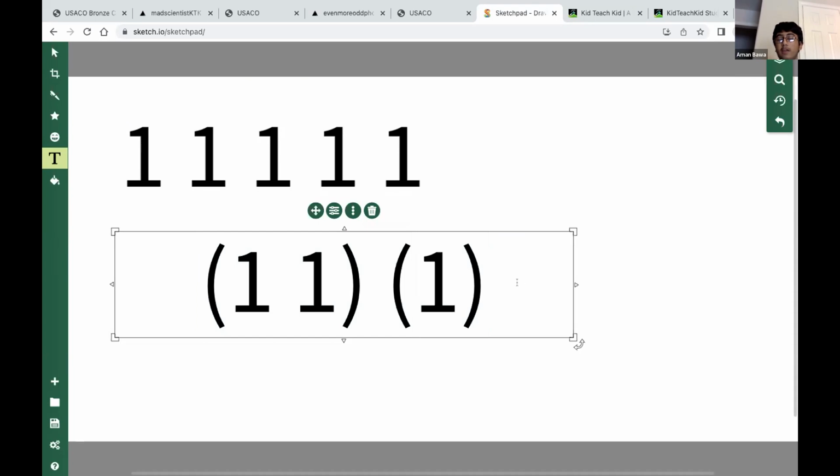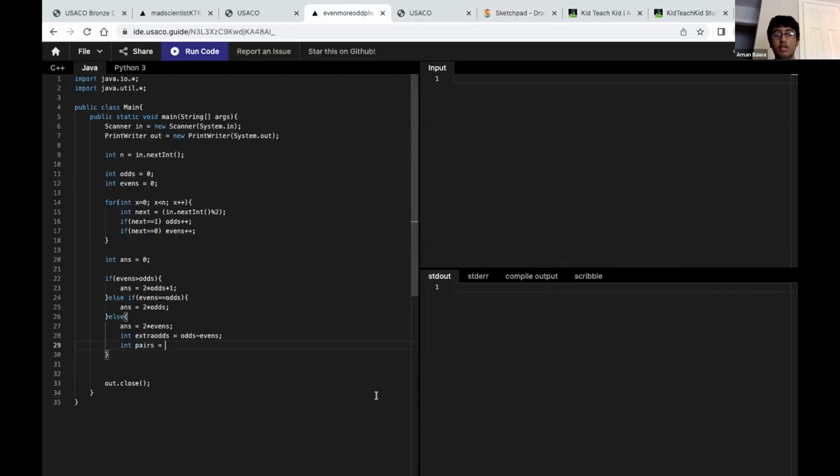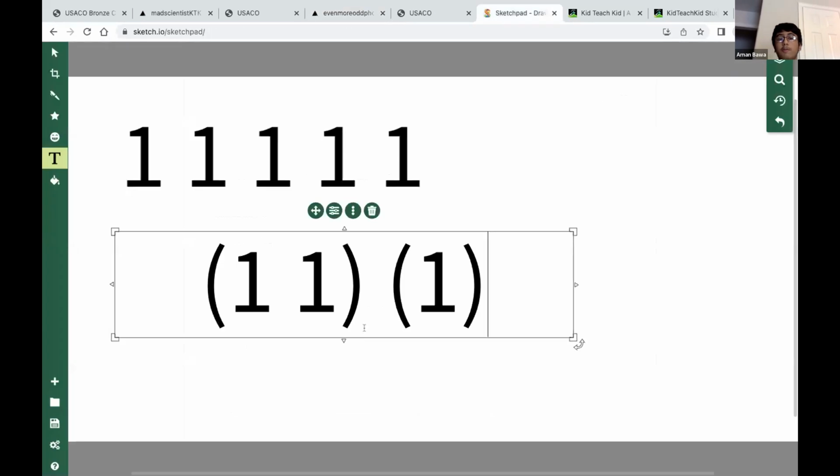So the number of pairs that I can make is obviously the number of extra odd cows that I have divided by 3, because I use 2 to make an even and 1 to make an odd. So the number of pairs that I can make is equal to extra odds divided by 3. And this does floor division already, so I don't have to worry about overflow. But now let's actually consider our overflow. So in this case, we had 2 extra cows.